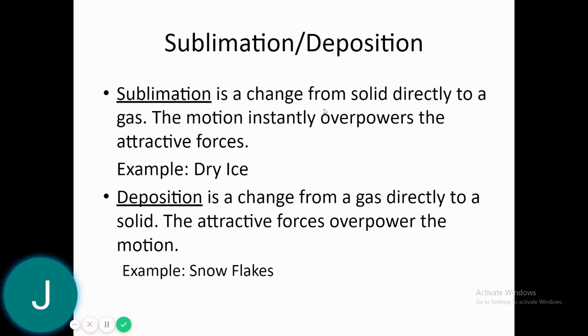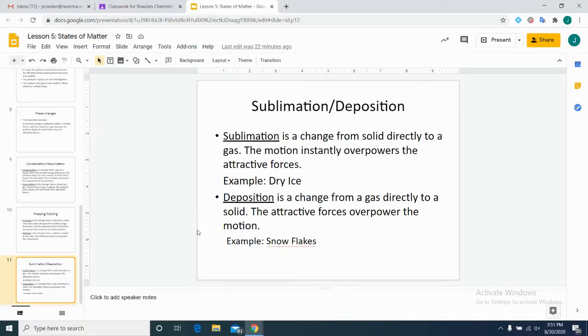Okay, and then our last two, sublimation, deposition. Sublimation is when it goes from a solid directly to a gas. And so what happens is you have a solid, and the force of motion overpowers the attractive forces that are keeping it together. And then deposition, you go from a gas and you turn it straight to a solid. So the attractive forces overpower the motion, they stop it from moving, and it becomes a solid. So those are your phase changes.